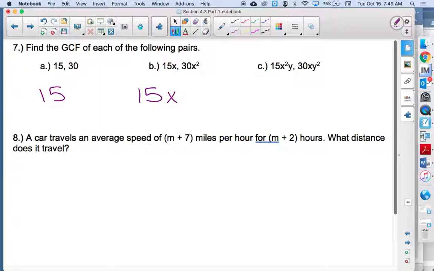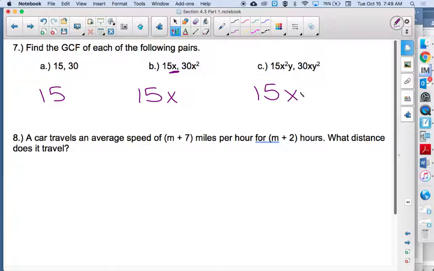Because for 15, it's only 15x, but in 30 it's 30x squared. Right, and the x, I can only take an x out of that first term. I can't pull an x squared out of it. Letter C, 15x squared y, 30x y squared. Alyssa, what do you think for letter C?